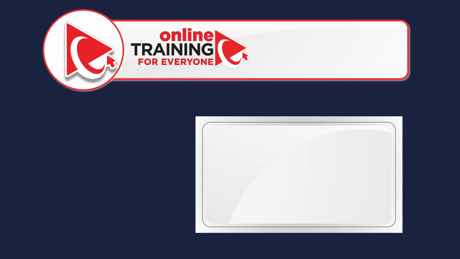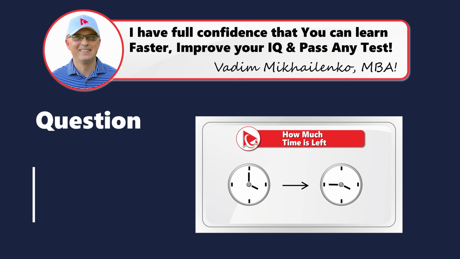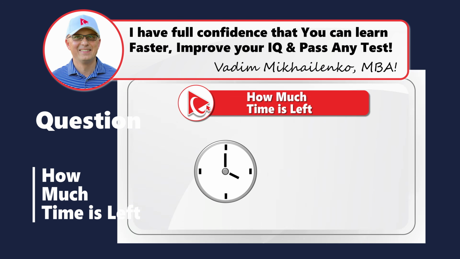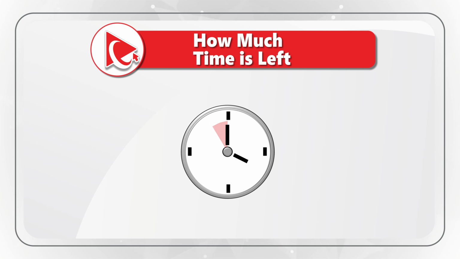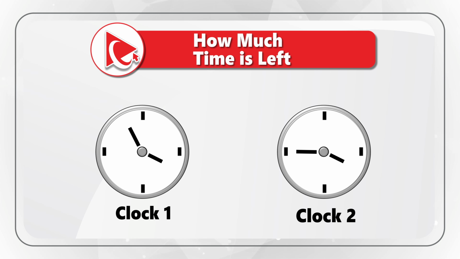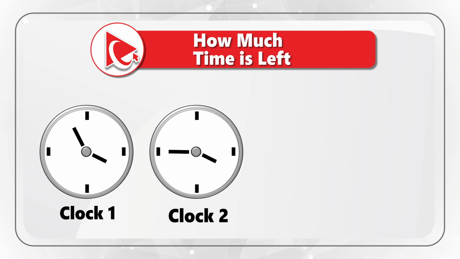Here's a very interesting problem which shows how well you can do mental calculations. It will take another 5 minutes for the clock to strike 4 o'clock. How much time is left until the clock shows 4:45? You're presented with 2 clocks. One shows 5 minutes before 4 o'clock. The second one shows 4:45. And you need to select the answer out of 4 possible choices.